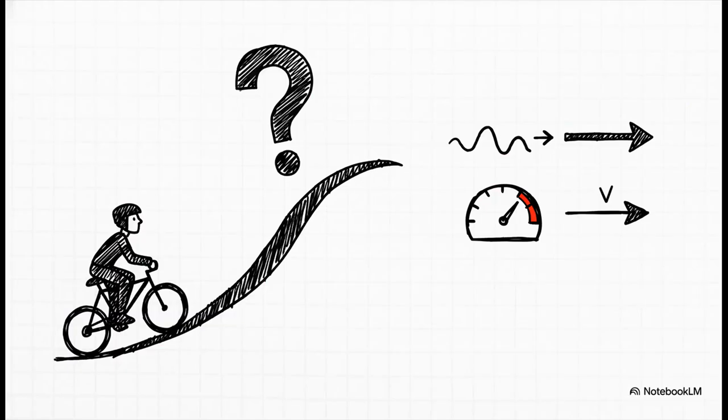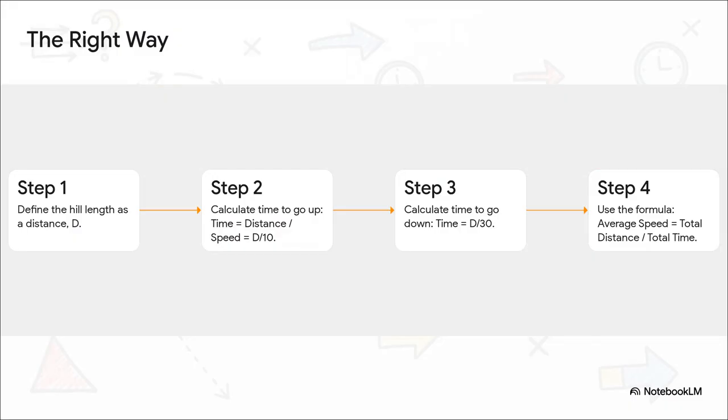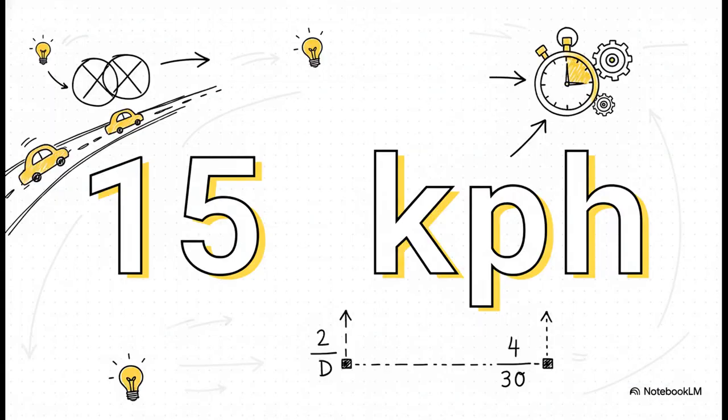All right, back to the cyclist. So why isn't the average 20? It's all about how much time each part of the trip takes. See, the trap is averaging the speeds. That shortcut completely ignores that you spend way more time going slow. The right way uses the core physics formula. Average speed equals total distance over total time. Let's plug it in. So the total distance is 2d, and total time is d over 10 plus d over 30. The d's cancel out, and bam, 15 kph.